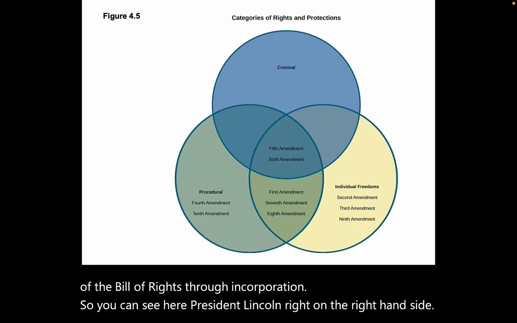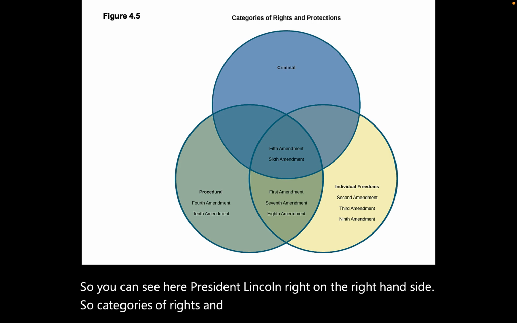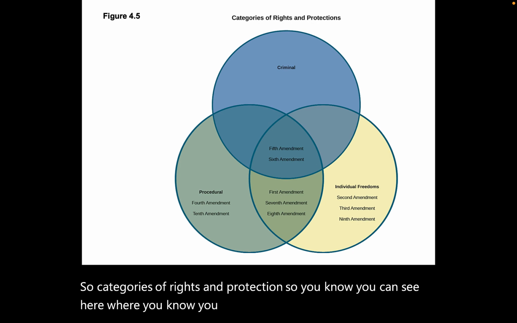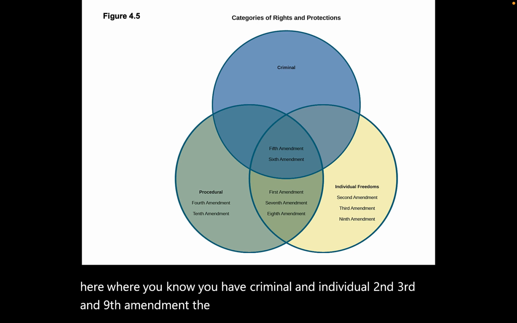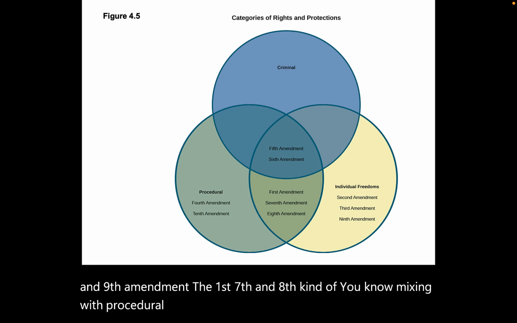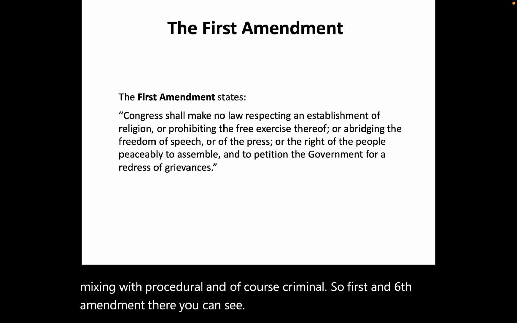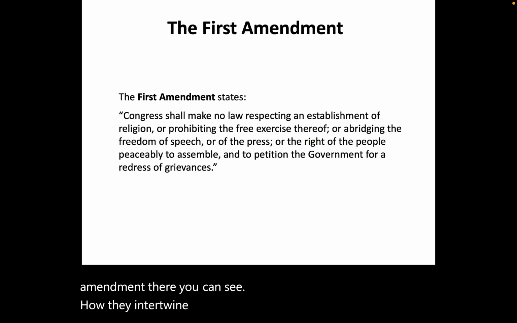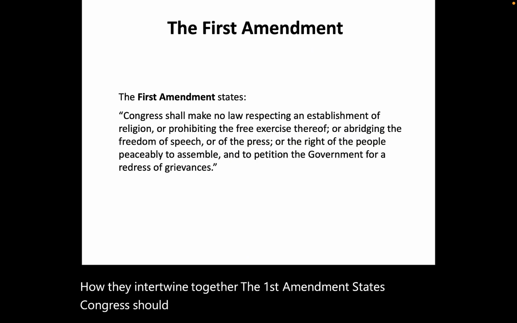So, categories of rights and protections. You can see here where you have criminal and individual: the Second, Third, and Ninth Amendments. The First, Seventh, and Eighth kind of mix in with procedural and, of course, criminal. So with the First and Sixth Amendments, you can see how they're intertwined together. The First Amendment states Congress shall make no law.